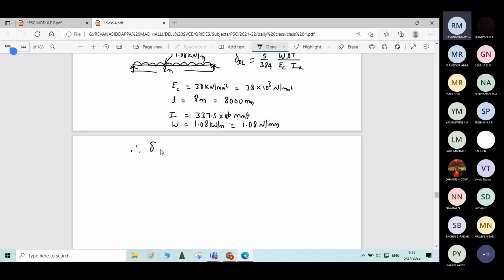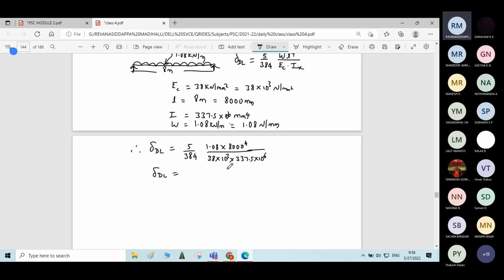Therefore, deflection due to dead load is equal to 5 by 384 into load is 1.08 into length of the beam is 8,000 raised to 4 divided by EC into IX, 38 into 10 power 3 into 337.5 into 10 power 6. By this you will get the deflection due to dead load. All of you please calculate. Please work out the problem. Don't simply listen to the class.